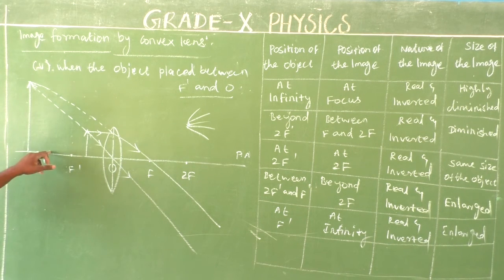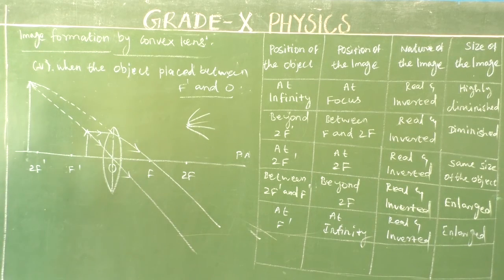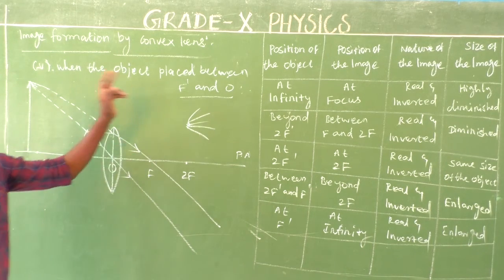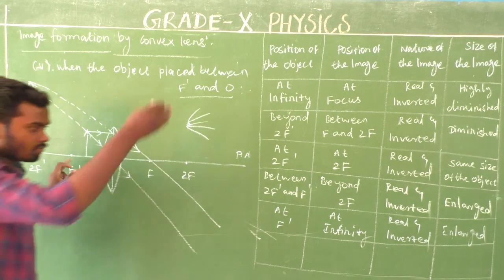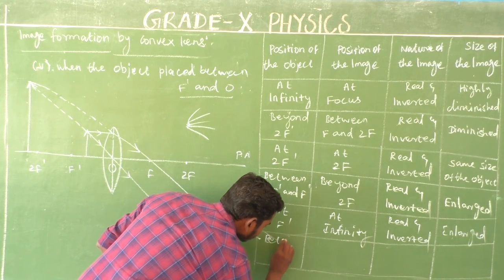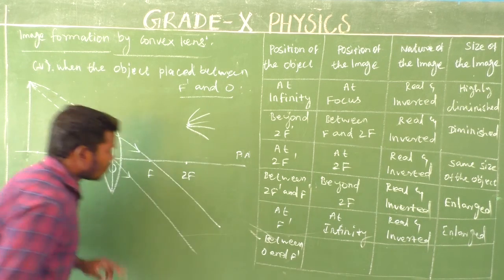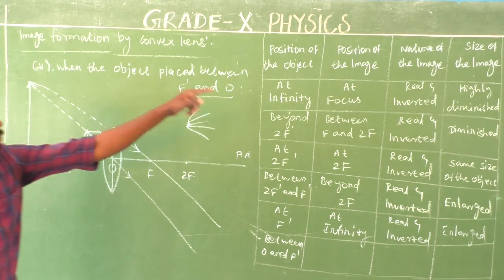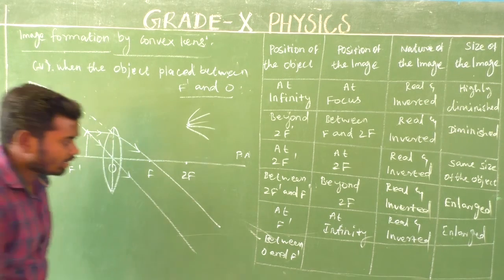This is the principal axis. Here the image is formed above the principal axis, so that image is considered a virtual image. Is it clear? So very simple. Don't be confused. So what is the position of the object? Position of the object is between optical center and the focus. Let's fill the table column. So between O and F dash. Is it clear? Next, what is the position of the image? Here the image is formed on the same side of the convex lens. Is it clear?